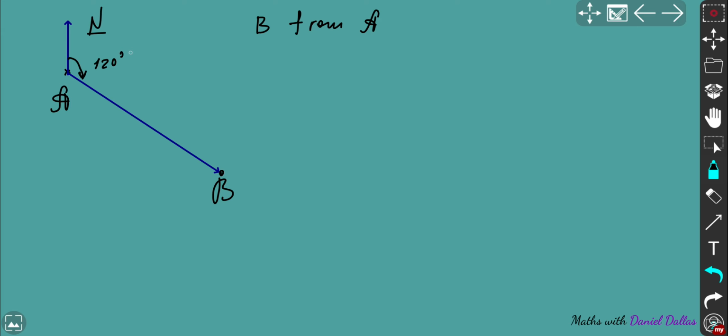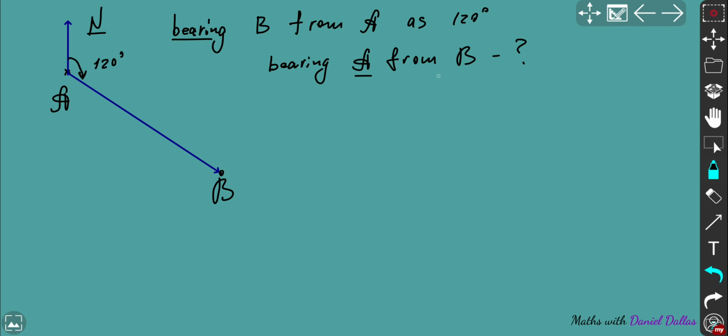calculate the bearings if you're given, let's say, an initial bearing. Let's say you're given the bearing of B from A as 120 degrees, okay? And you want to calculate the bearing of point A from B. As if you're staying at point B, and you want to measure the bearing of point A from point B.